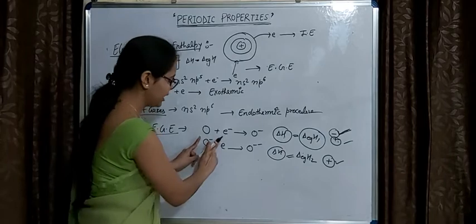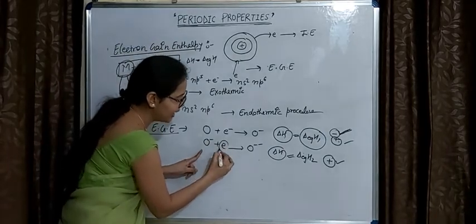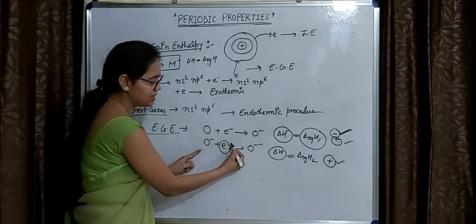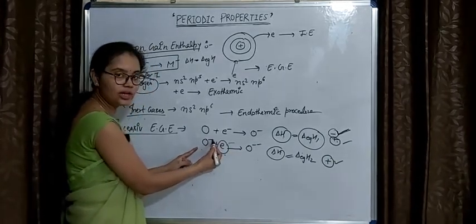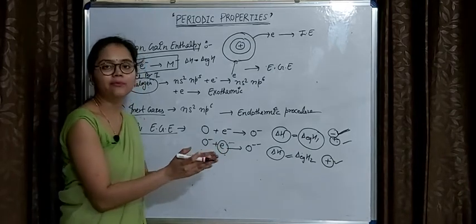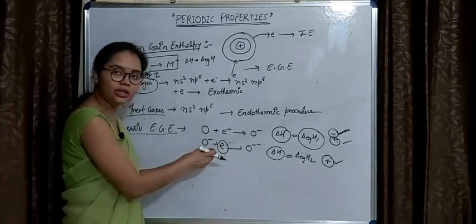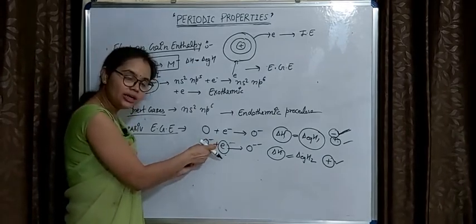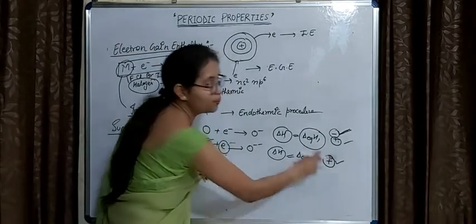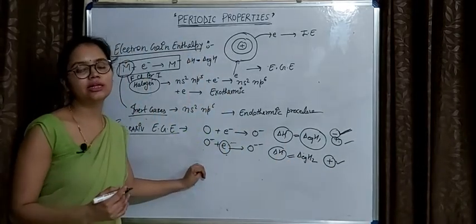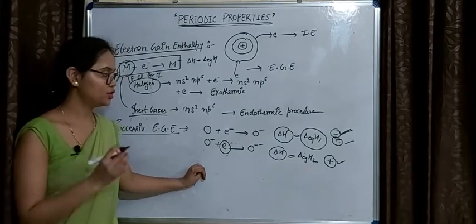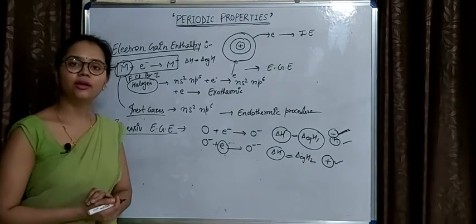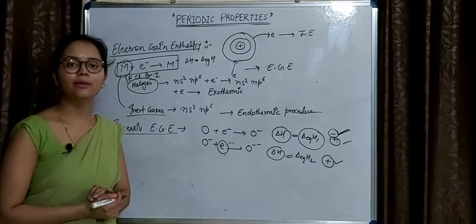Now in the second case, here we are adding an electron to the anion. As we know, an electron has negative charge and the anion also has negative charge, so because of the same charge they will repel, and to overcome this repulsion we have to provide energy. Since we are providing energy here, that's why it will always be positive. The second electron gain enthalpy will always be positive. So this is the reason behind positive and negative values. Now we will talk about the variation of electron gain enthalpy in the periodic table.